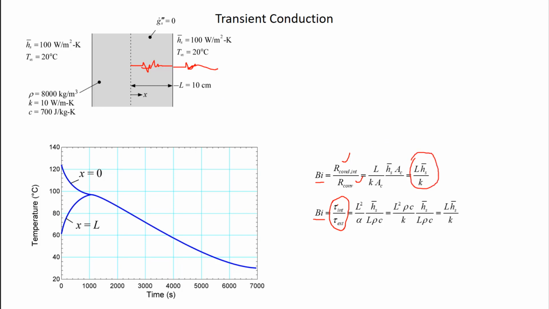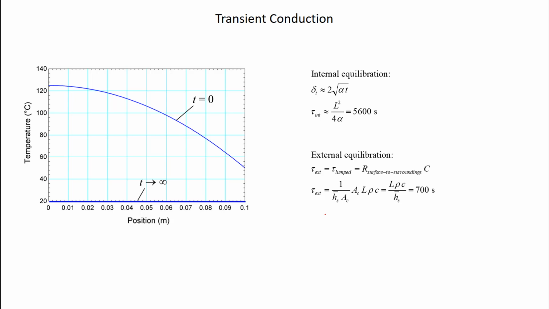I could have just as easily said, I'd really like to make sure that this internal equilibration process occurs much more quickly than this external equilibration process. And if you went from that perspective, you'd end up with exactly the same equation, right? It's also exactly equal to the Biot number. So these two ways of thinking about it are consistent with one another.